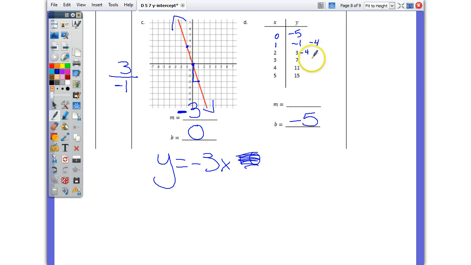Now my slope, I know going up, we did a negative 4. What am I doing going up this way then? I'm minusing 1. What's a minus 4 over a minus 1? A positive 4. What would my equation be here? Y equals 4x minus 5.